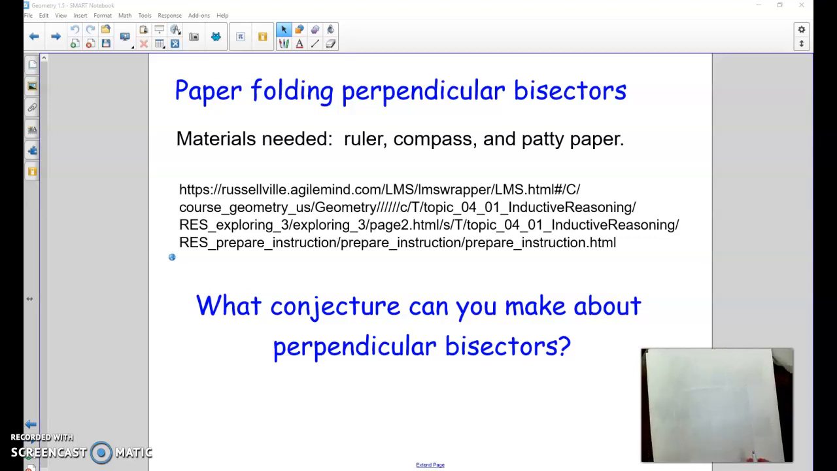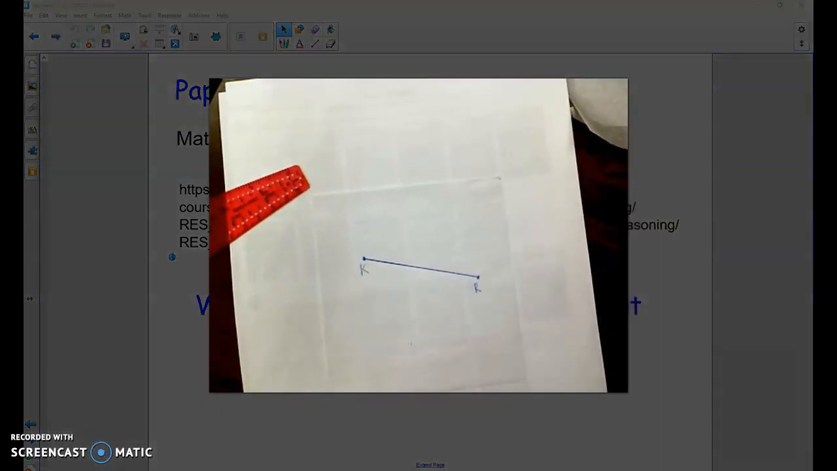Okay, on your first sheet of patty paper, I want you to use a straight edge. Remember never to freehand anything. You're just going to make a good size segment. So segments, remember, have a definite beginning and a definite ending, and we're going to label those points K and R. And remember, points are always capital letters. So we are going to fold the perpendicular bisector for this segment KR.